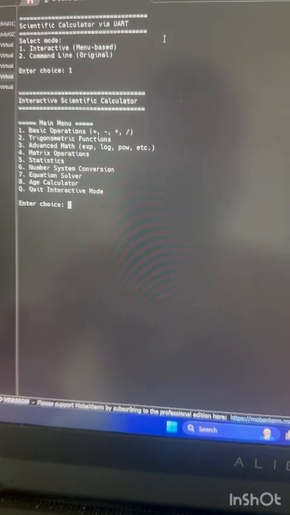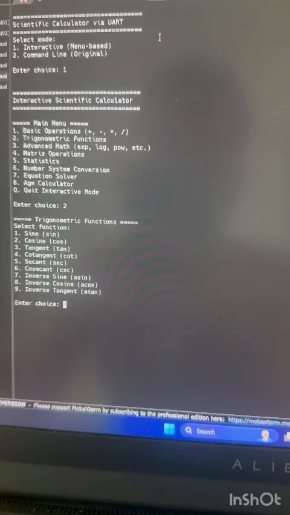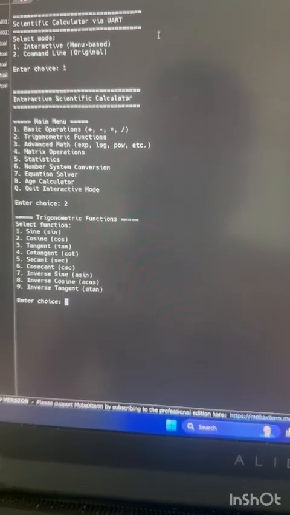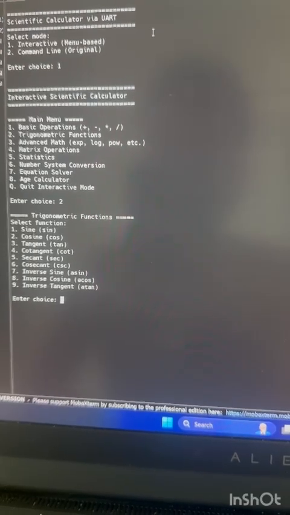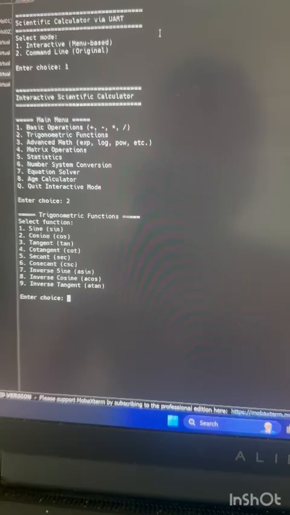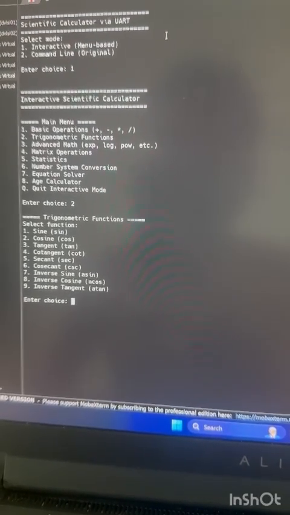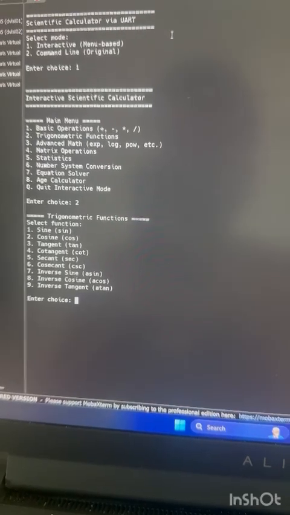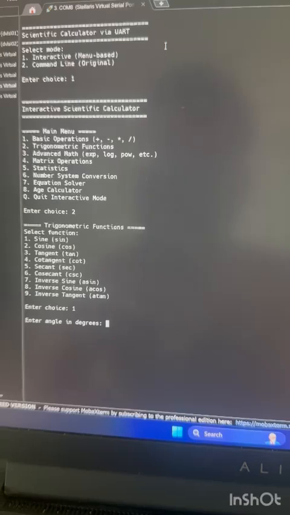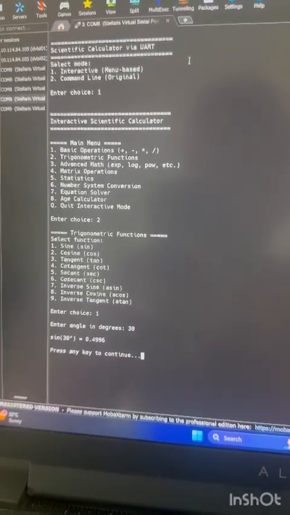The second one is trigonometric functions. In trigonometric functions we have defined sine, cosine, tangent, then cot, sec, cosec, inverse sine, inverse cosine, inverse tangent. We have implemented the trigonometric functions with the help of the Taylor series. So let's start with one demo. First one is sine 30 degrees, which eventually gives you 0.5.